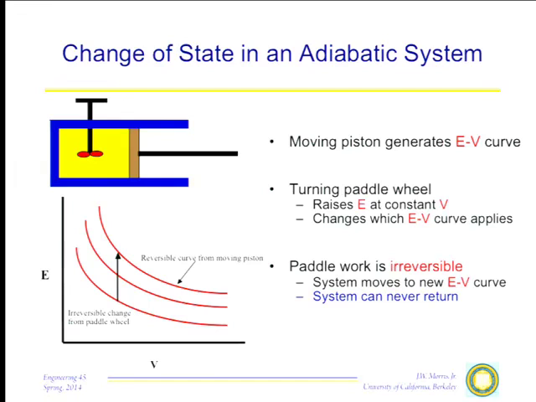If I do reversible work, for example, by moving this piston in and out, the states of the system can be described by energy and volume. Since I have a constant amount of material, there is no chemical variable here, it's fixed. The only variables I have: the volume can be varied by moving the piston, and the energy can be varied by doing work, either with the piston or with the paddle wheel.